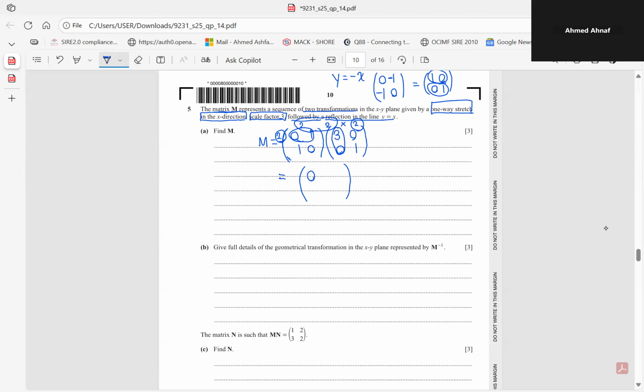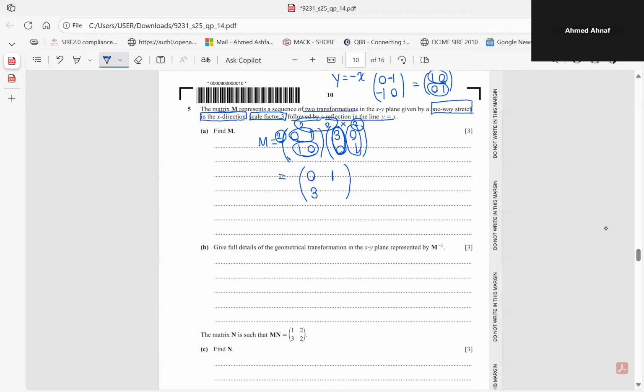And for the element in the first row, second column, you multiply the first row by the second column. So this is 0 times 0, which is 0, plus 1 times 1, which is 1. So this is 1. And then for the third element, it's in the second row and first column, so you multiply the second row by the first column. So this is 1 times 3, which is 3, plus 0 times 0, which is 0. So 0 plus 3, that's 3.